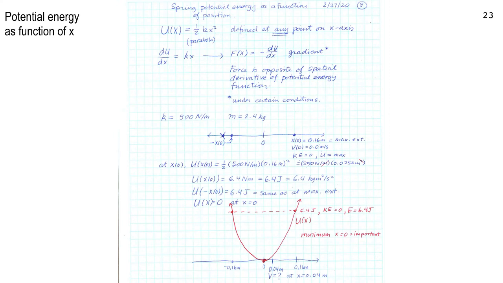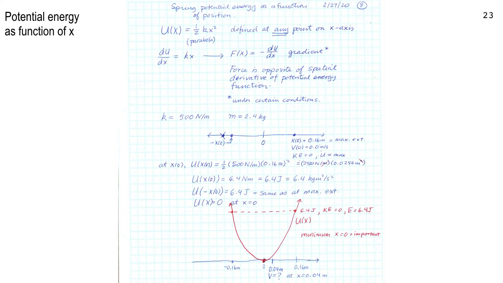I'm going to go 4 blocks to the left and map out minus x of 0. This is max compression. So my, not there, right here. So this is minus x of 0.